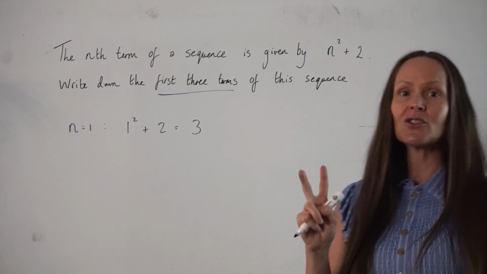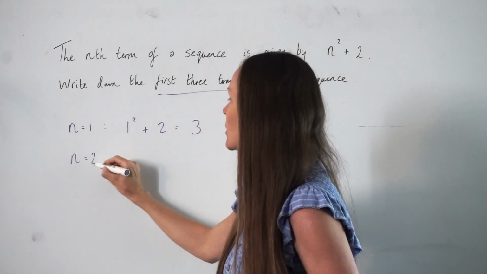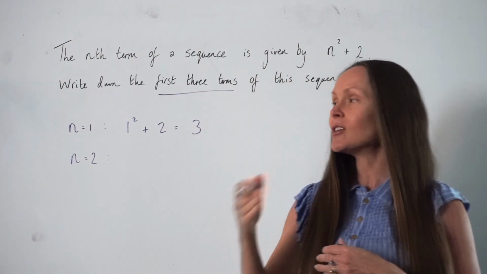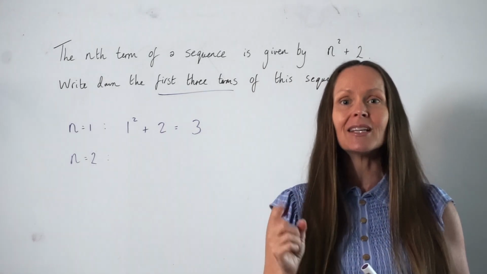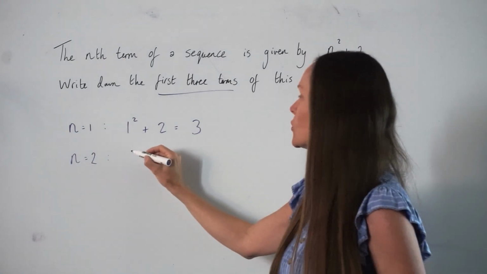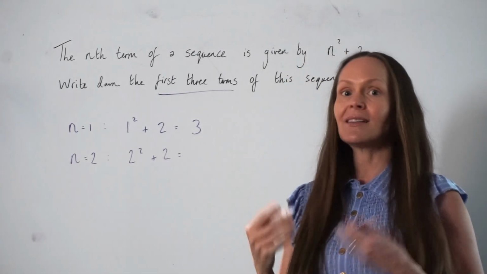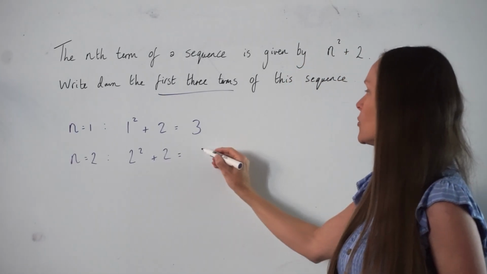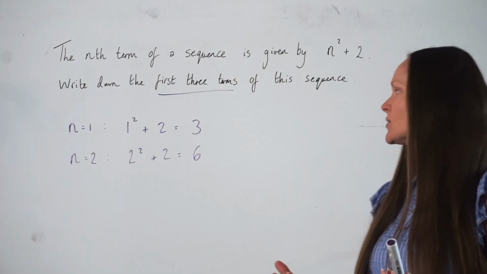Okay, for the second term in this sequence, we have to take when n is 2. Okay, it's the second position in the sequence. So this time we have to replace the letter n with the number 2 instead. Okay, so instead of n squared plus 2, we have 2 squared plus 2. Now 2 squared is 4 and 4 plus 2 is 6. So here is the second term in our sequence, okay?